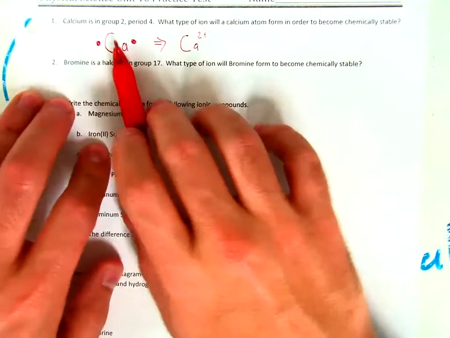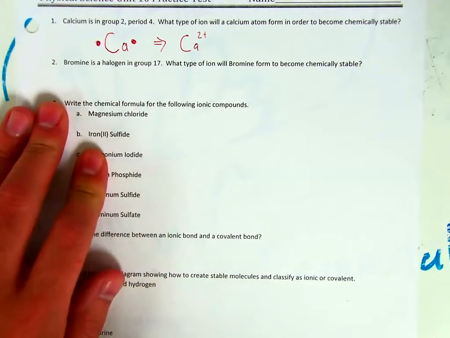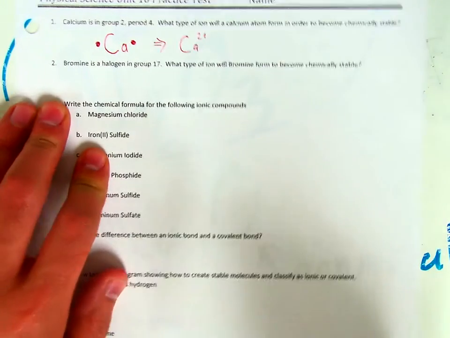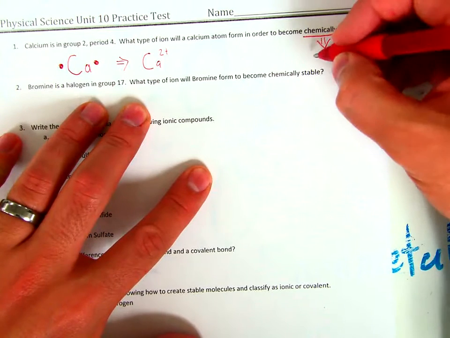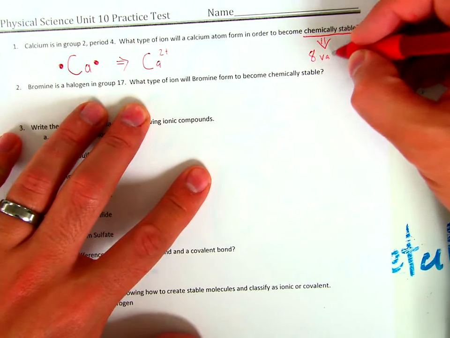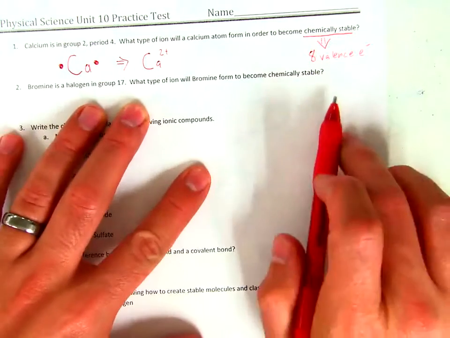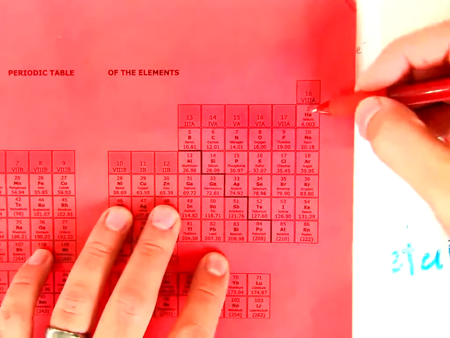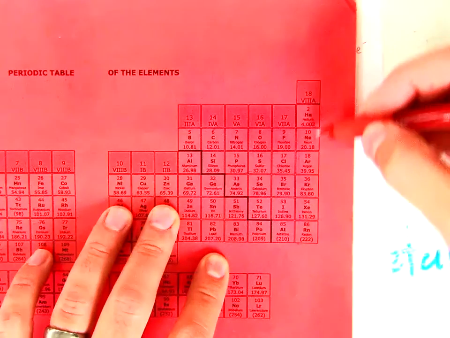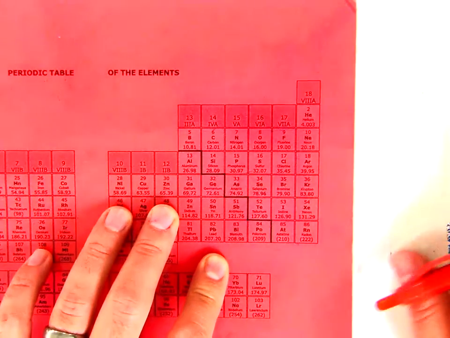So, starting out, calcium is in group 2, period 4. What type of ion will a calcium atom form in order to become chemically stable? So, to understand what this is saying, chemically stable means 8 valence electrons. 95% of the time it's going to be 8 valence electrons. So everything wants to get a full valence shell, like these noble gases that don't want to bond with anything.